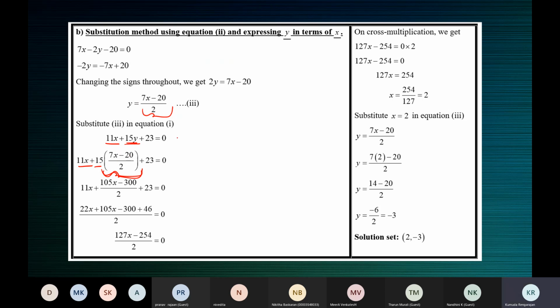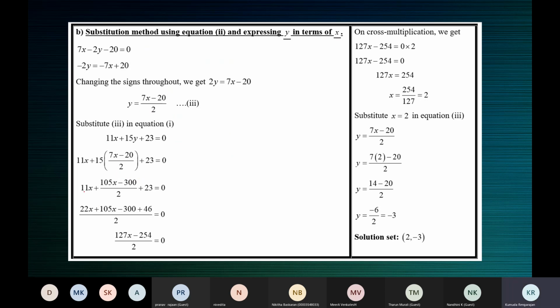Now what do we observe? Before substituting, the equation has two variables x and y. After substituting, you can see that the same equation has only one variable x. So it's easy. Like in 8th standard, we used to solve equations and find the value of x. So solve this equation and find the value of x.